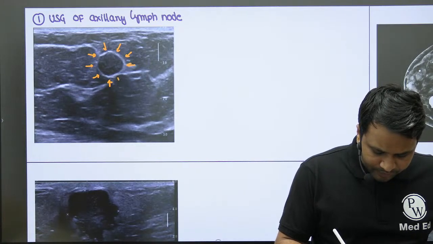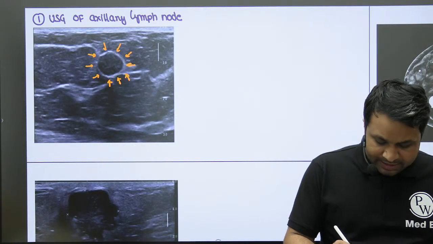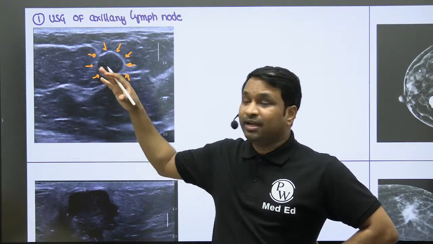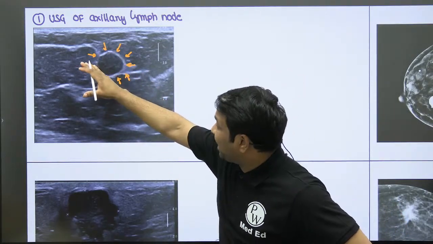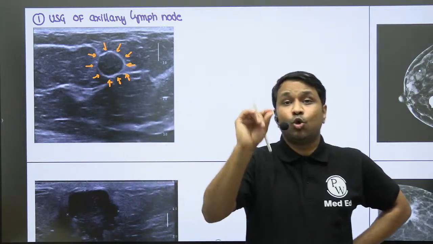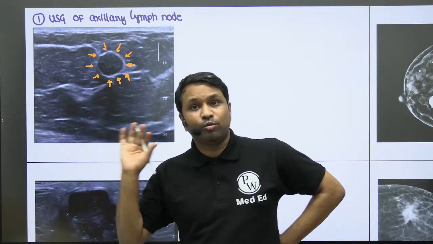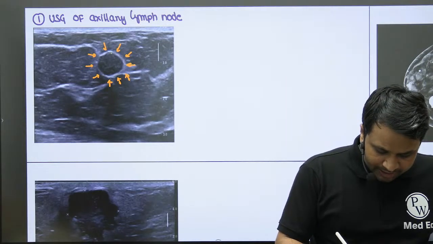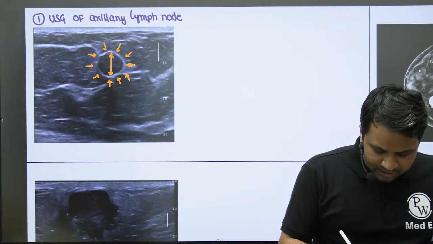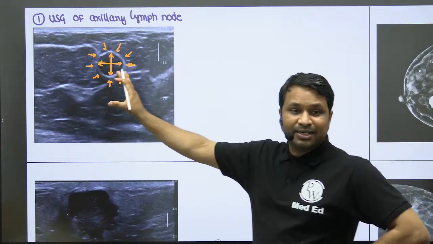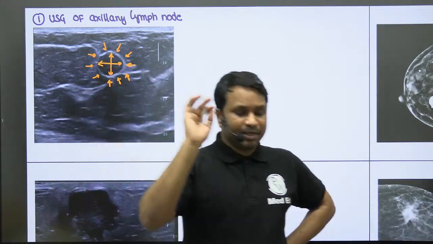Second thing, whatever is inside this is of equal density. There is no change in density. I'm not seeing some areas which are more black, some areas which are more white. It's all uniform. There is homogeneous density, a homogeneous lesion. The third thing, I will measure the length and the width. They are almost the same, so it is spherical. If you have a presentation like this, I can say it is a benign lesion.